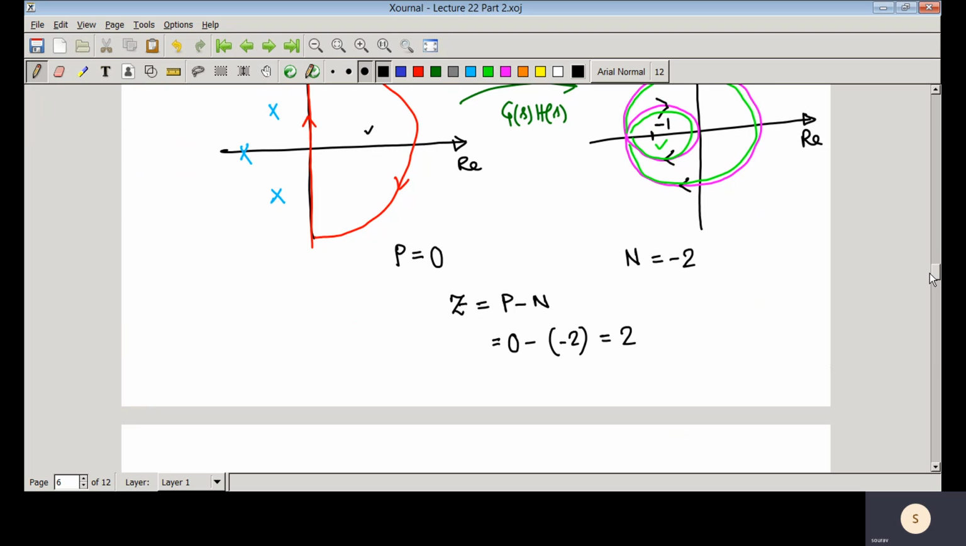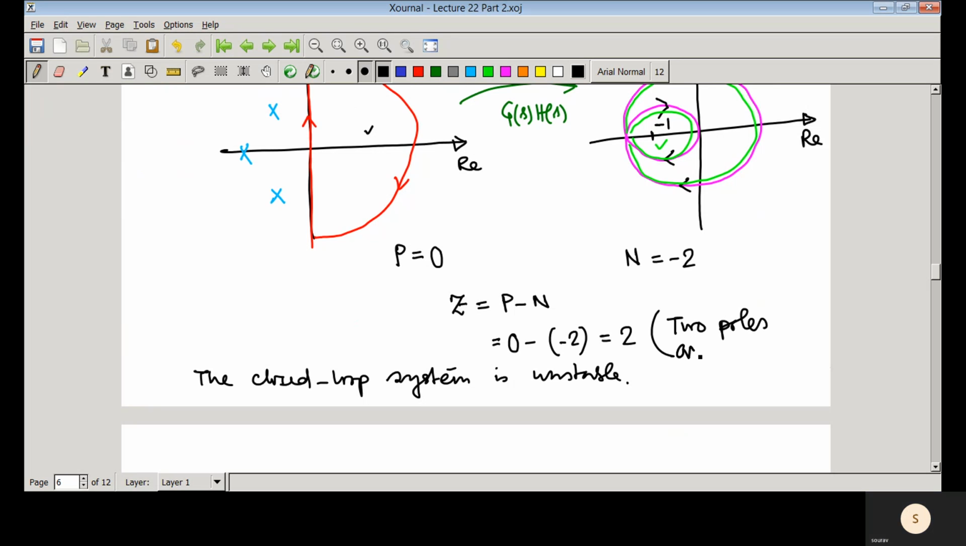So the closed loop system is unstable. So here we can write that 2 poles are in the right half of the S plane. That means they would be enclosed by the Nyquist contour.